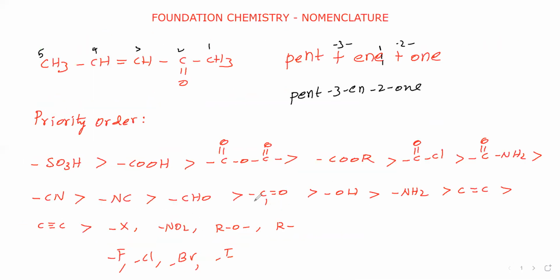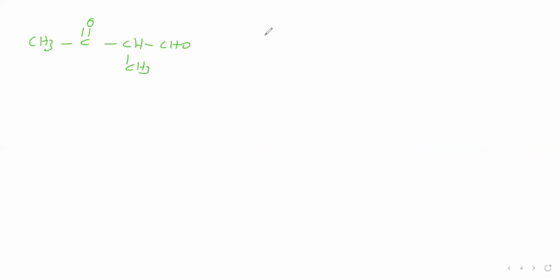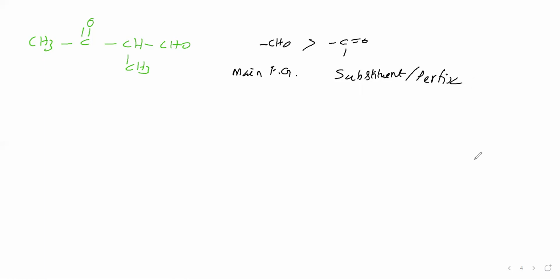Now see, it is aldehyde, it is ketone. So which is getting higher priority? Aldehyde gets higher priority than ketone. So aldehyde acts as the main functional group, and ketone acts as a substituent. Therefore, the ketone name we have to say as a prefix.